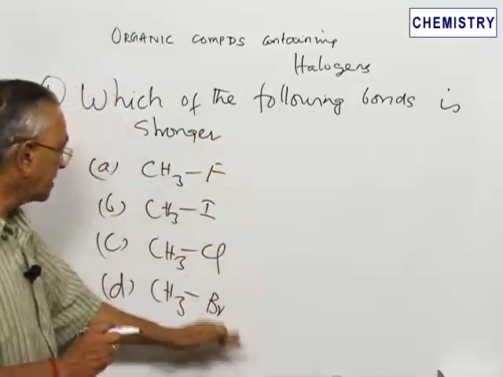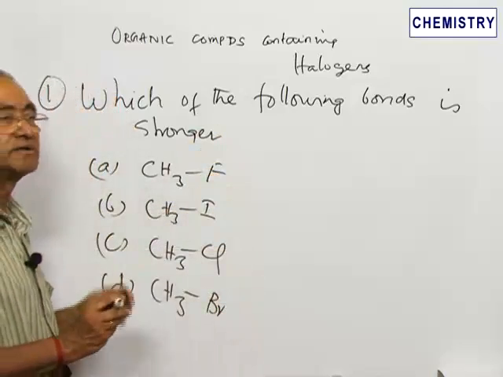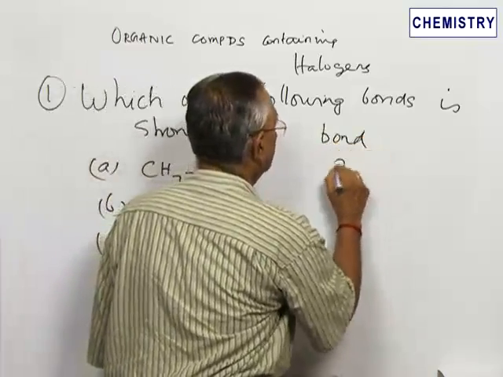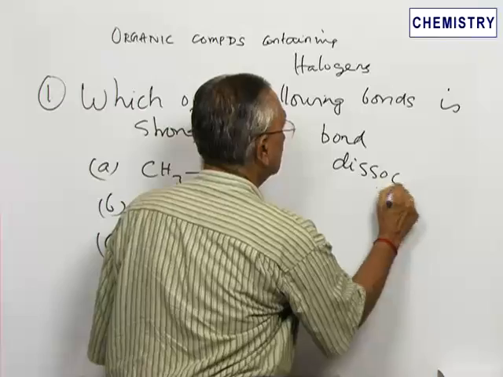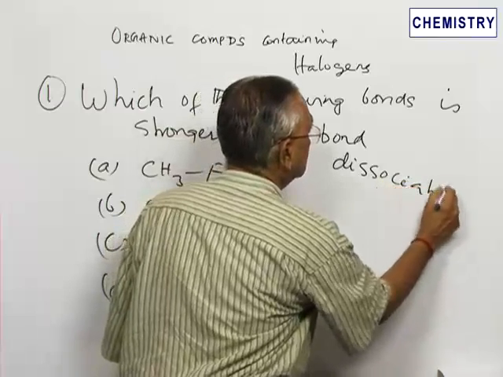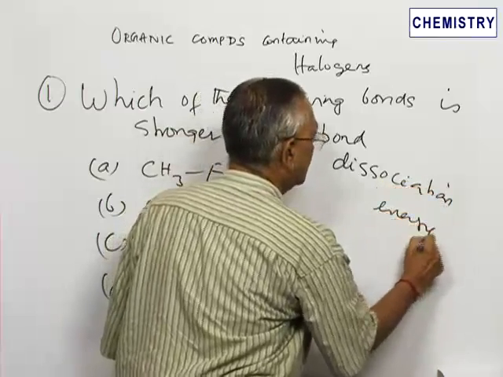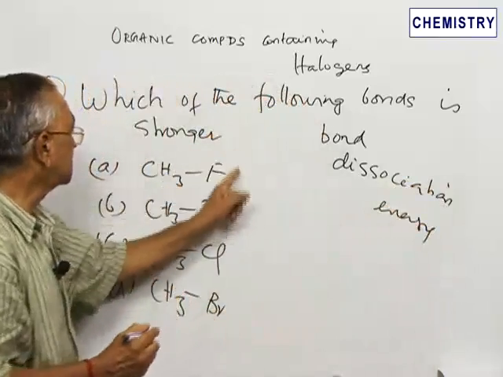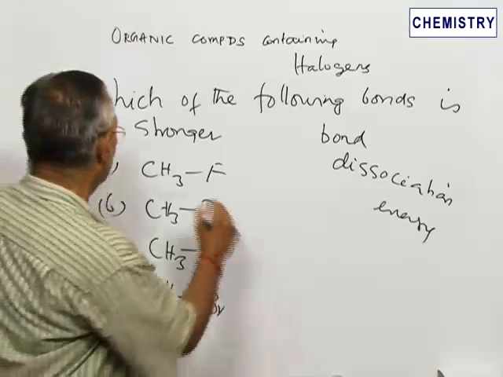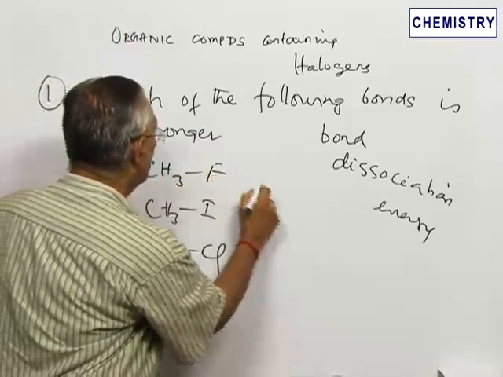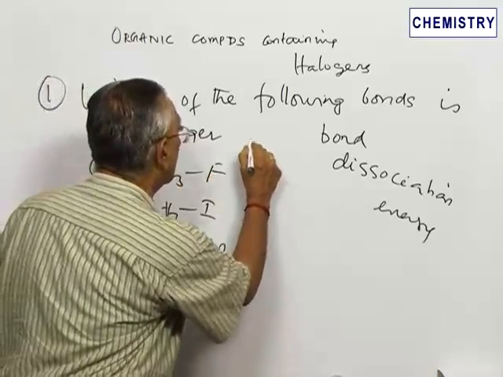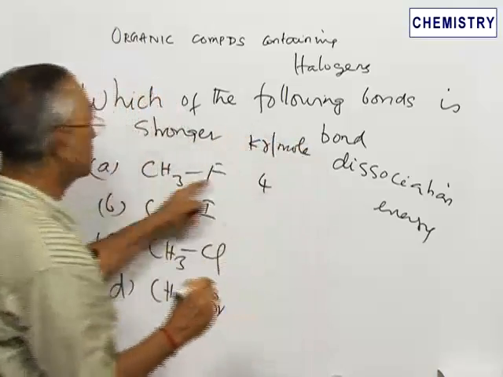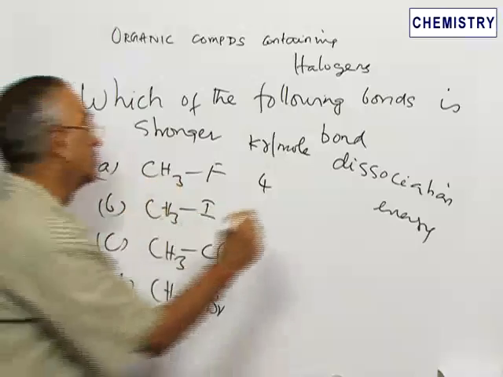For this, we should have a rough idea of the bond strength, or what is known as bond dissociation energy. Bond dissociation energy is the amount of energy needed to break that bond. So what will be the bond dissociation energy of all these four bonds? For example, for the carbon fluorine bond, the bond dissociation energies are given in terms of kilojoules per mole. Therefore, what will be the value for this?